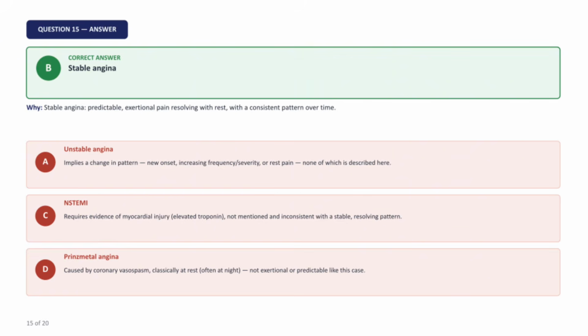NSTEMI requires evidence of myocardial injury, elevated troponin, which is not mentioned, and is inconsistent with a stable resolving pattern. Now, why isn't D correct? Prinzmetal angina is caused by coronary vasospasm, classically at rest, often at night, not exertional or predictable like this case. Let's move on to the next question.